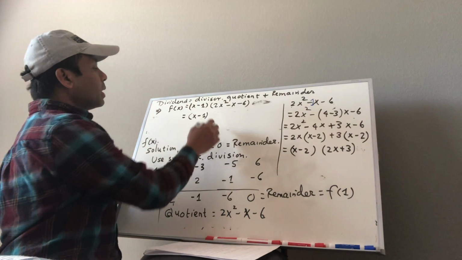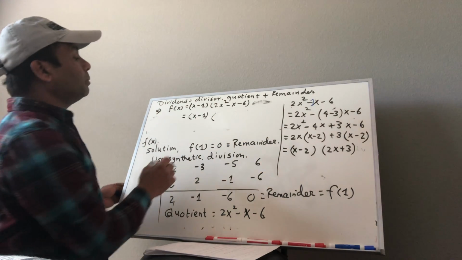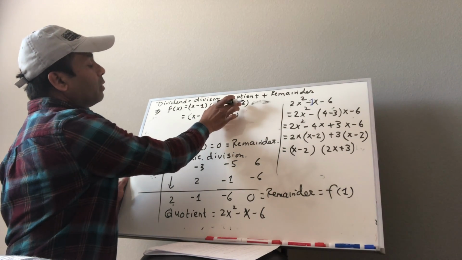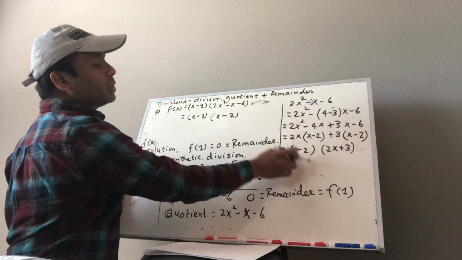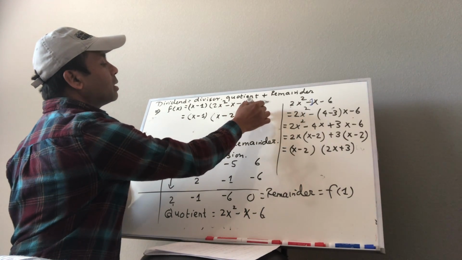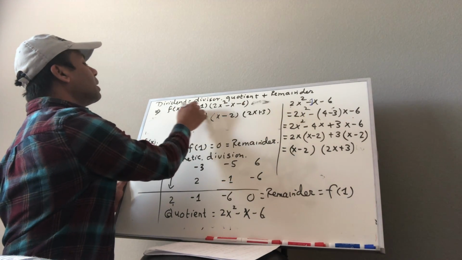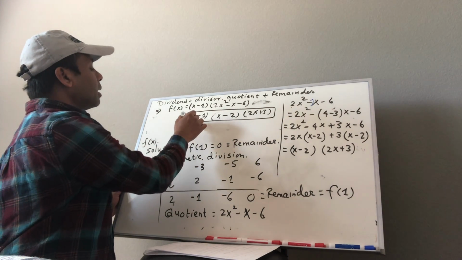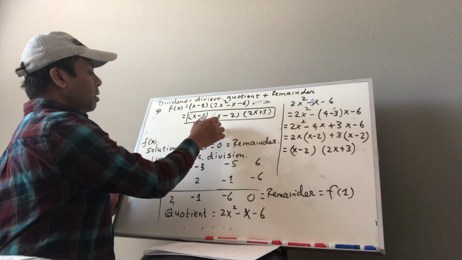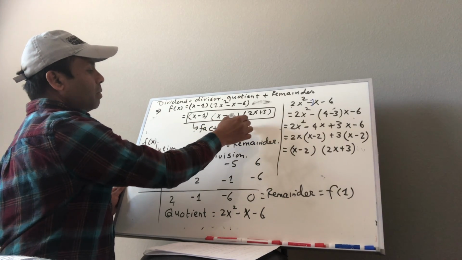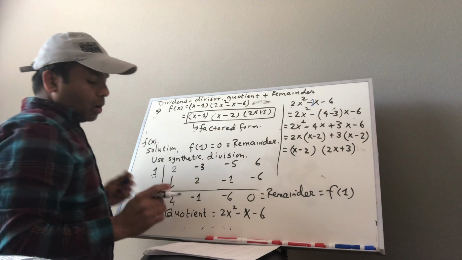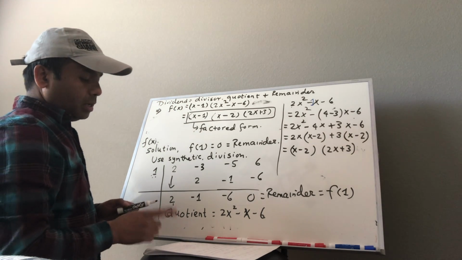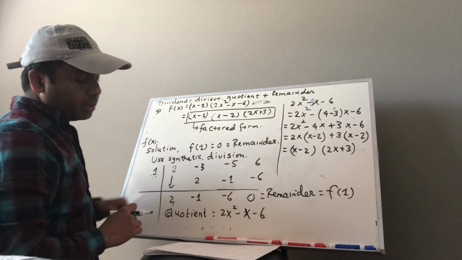So now, what is the complete factored form? x minus 1 times the factors of this, which are x minus 2 and 2x plus 3, right? So this is the factored form of this polynomial. So now we completely factor the polynomial into linear factors.